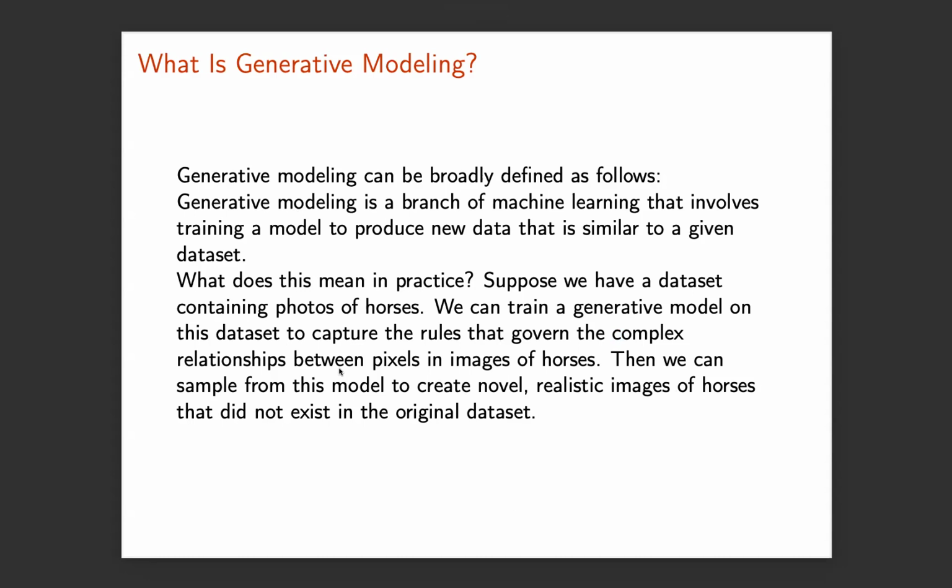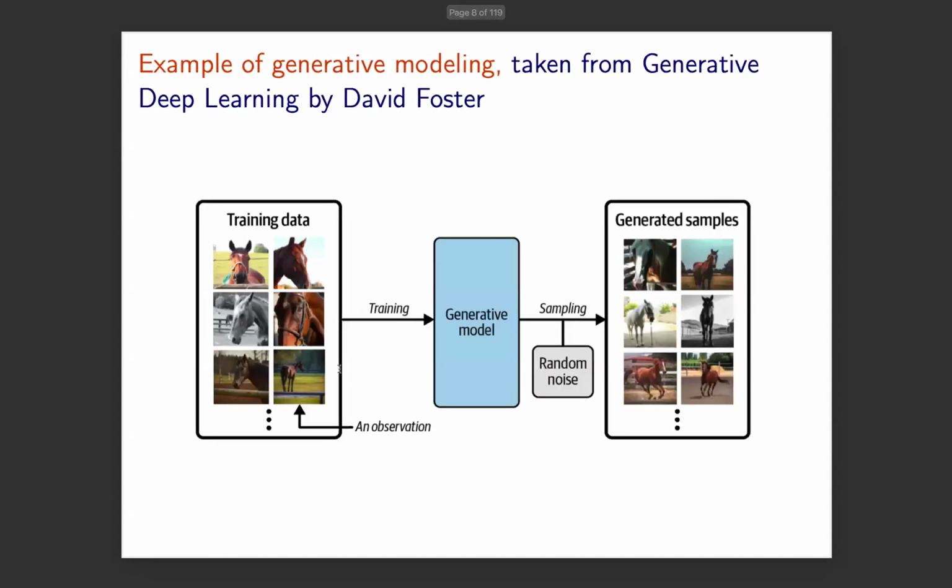And the simplest case to look at is the case of Boltzmann machines, which we discussed a little bit right after the spring break. And this is an image which I took from this textbook, one of the textbooks we have been using. We would have some data we would train on, and then we have a generative model, and that generative model allows us then to generate new samples of horses.